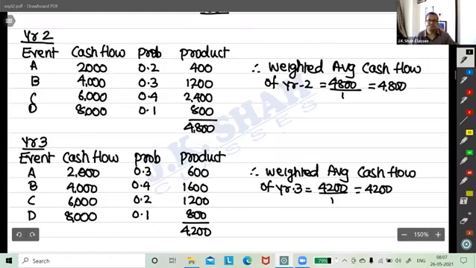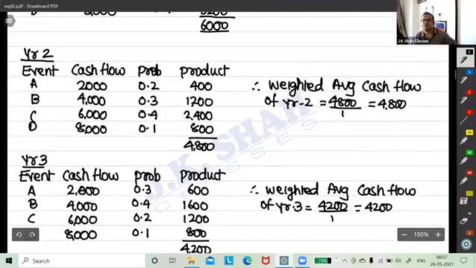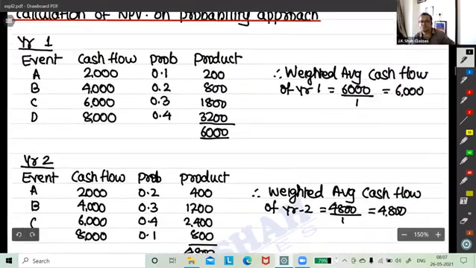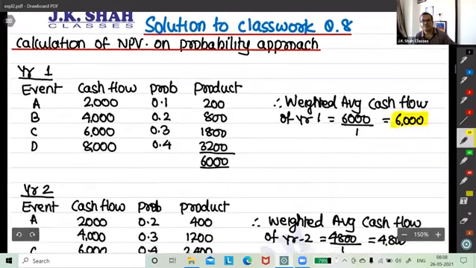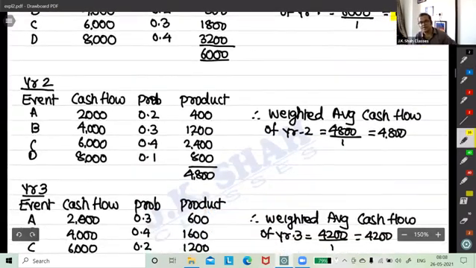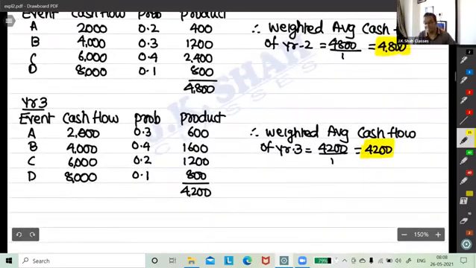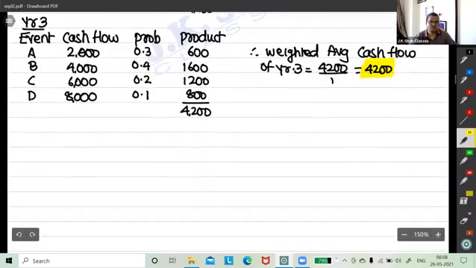Done, people. Now we have got cash flow of year one, cash flow of year two, and cash flow of year three. Correct. We know that the initial investment is how much? 10,000. Okay, so now comes the calculation of NPV.